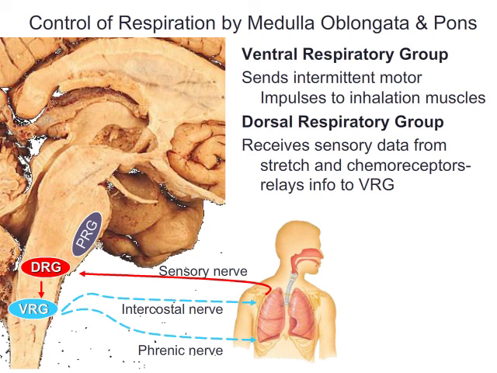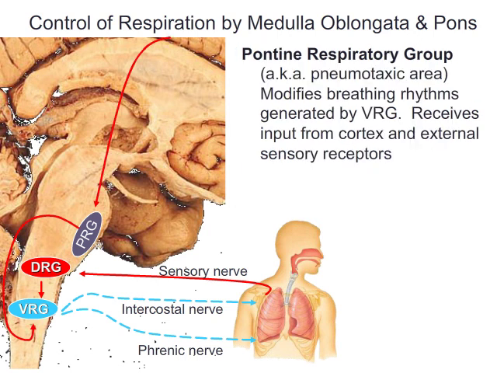The dorsal respiratory group, on the other hand, does not really generate motor nerve impulses, but it does receive sensory information from stretch receptors in the lungs. And these stretch receptors basically report back to the brain how full the lungs already are, and it's a way to prevent us from overinflating our lungs. So this information is relayed from the dorsal respiratory group to the ventral respiratory group, where it modifies how much inhalation and exhalation is going on.